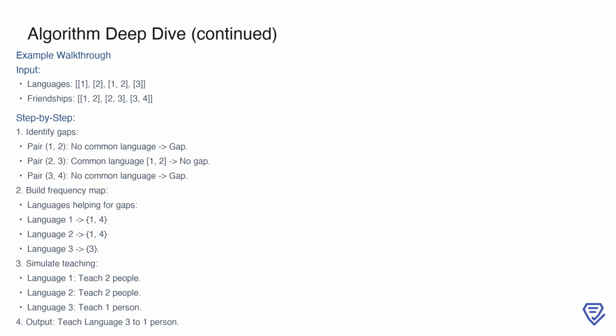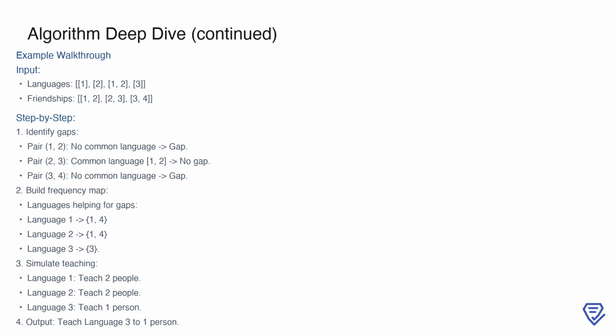Suppose we have 4 people with the following language sets: person 1 speaks language 1, person 2 speaks language 2, person 3 speaks languages 1 and 2, and person 4 speaks language 3. The friendships are defined as pairs (1, 2), (2, 3), and (3, 4). First, we examine these pairs for gaps.